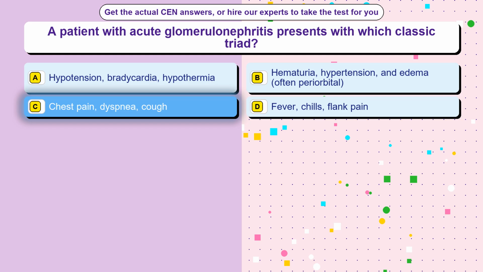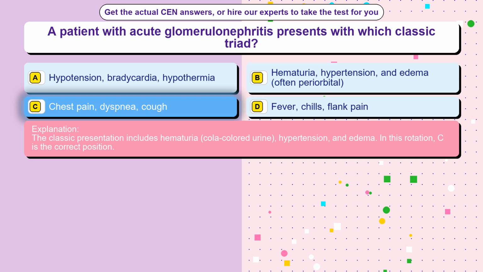The correct answer is option C. Chest pain, dyspnea, cough. The classic presentation includes hematuria, cola-colored urine, hypertension, and edema. In this rotation, C is the correct position.